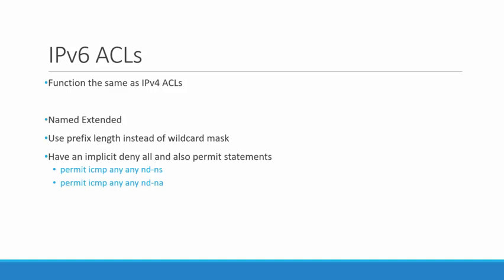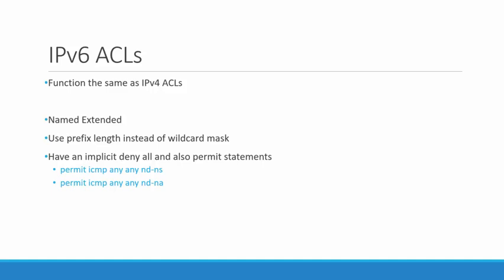IPv6 ACLs use prefix length instead of a wildcard mask. So we don't configure a wildcard mask. Instead, we configure prefix length. And along with the implicit deny all that IPv4 ACLs also have, IPv6 ACLs have the implicit deny all and two implicit permits: permit ICMP ND-NS and ND-NA. Those are used for neighbor discovery.